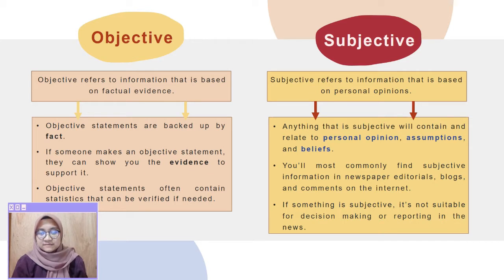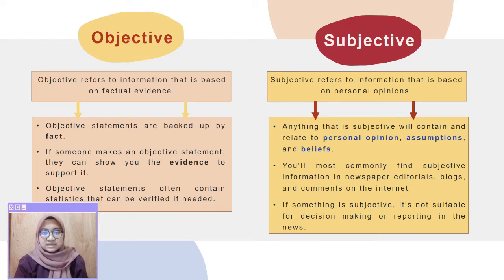Subjective and objective sound very similar, right? But in fact, they mean two very different things. They are essentially descriptors for information or writing that help you decide whether they are worth using as sources. As we know, objective refers to information that is based on factual proof. As opposed to subjective, objective statements are backed up by fact. If someone makes an objective statement, they can show you the proof to support it. Objective statements often contain statistics that can be verified if needed.